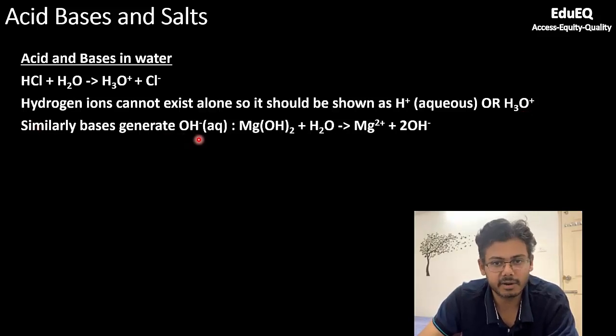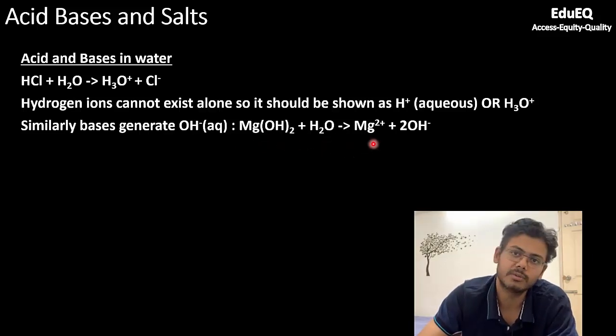Similarly, bases will generate hydroxide ions, aqueous. So if you put magnesium hydroxide in water, it will generate Mg 2+ and 2 hydroxide ions.